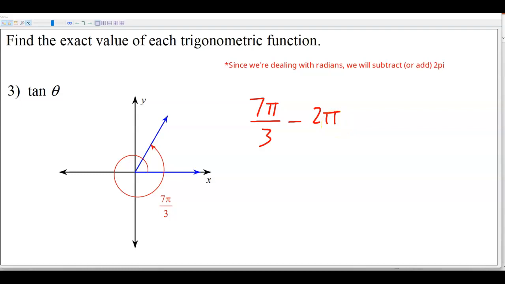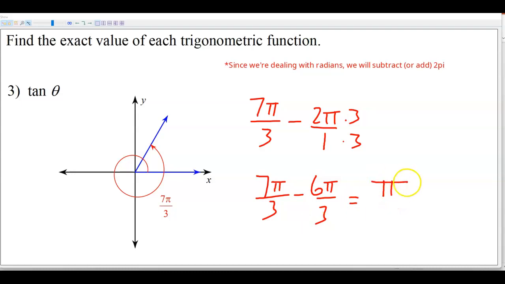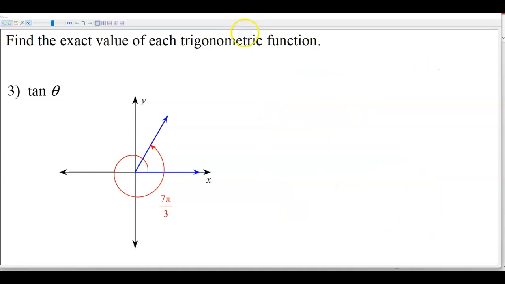Okay? So we need to get a common denominator for that. So I'm going to multiply the top and the bottom of this one by 3. 7 pi minus 6 pi is 1 pi, so we have 1 pi over 3. And that angle is actually on our unit circle. Okay, so now we're ready to commence with the rest of the problem here.